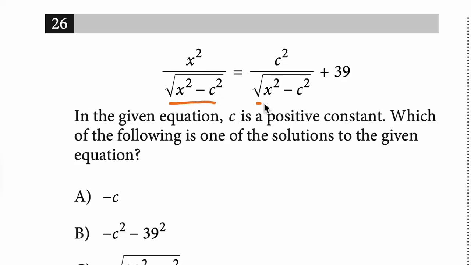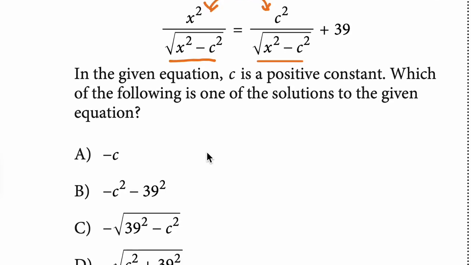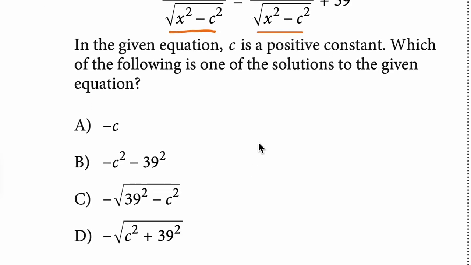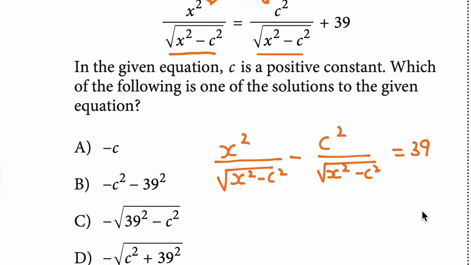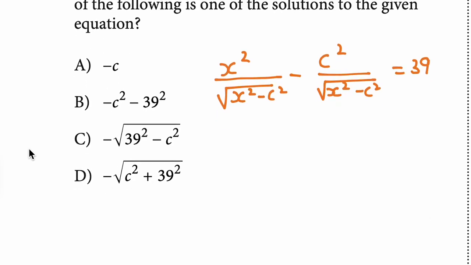This and this are the same, but they are on the opposite side of the equal to sign, right? So let's try moving this term to the left hand side. So x squared upon square root of x squared minus c squared. Okay, let's see the step. Now I'm just transposing it to the left hand side, minus c squared over x squared minus c squared, and 39 is here itself. Okay, now it's just like a simple fraction.